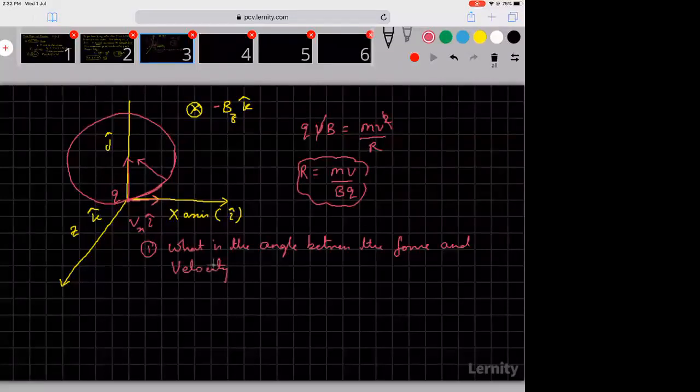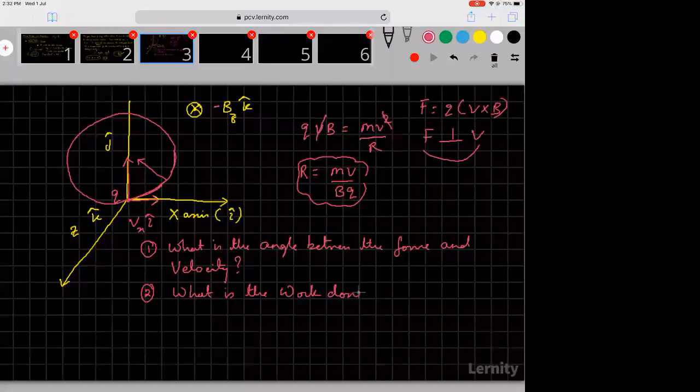So just now I was explaining to you that because it's a cross product, F is equal to Q into V cross B, the force will always be perpendicular to velocity. Now, if force is perpendicular to velocity, what is the work done by such a force?